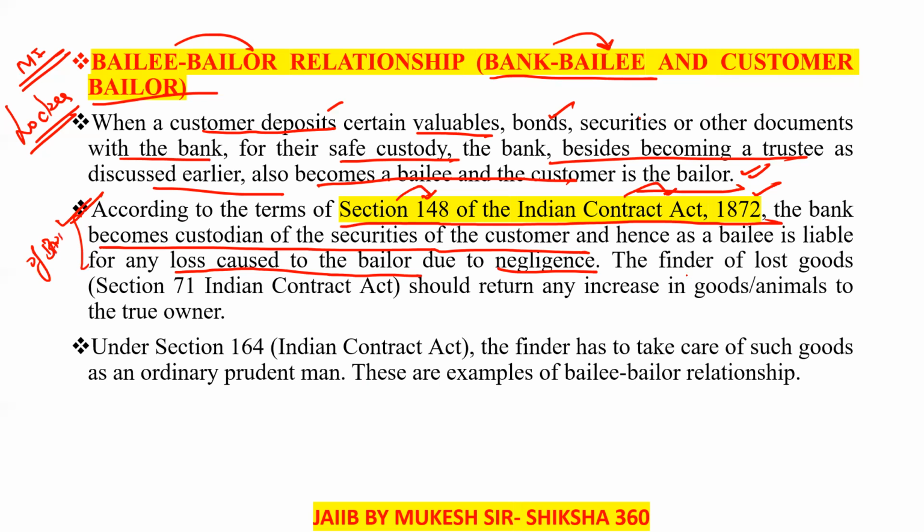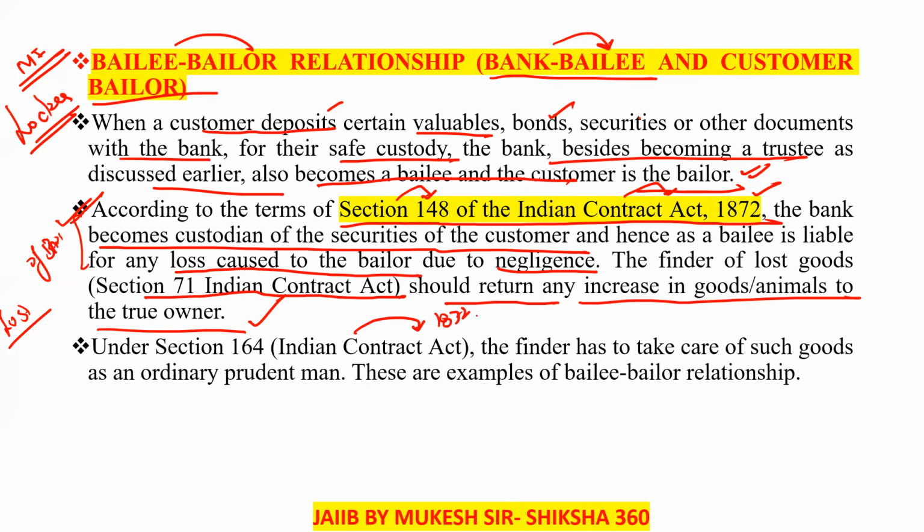The finder of lost goods, as per section 71 of the Indian Contract Act, should return any increase in the goods or animals to the true owner. Under section 164 of the Indian Contract Act 1872, the finder has to take care of such goods as an ordinary prudent man. These are some of the basic guidelines regarding that.